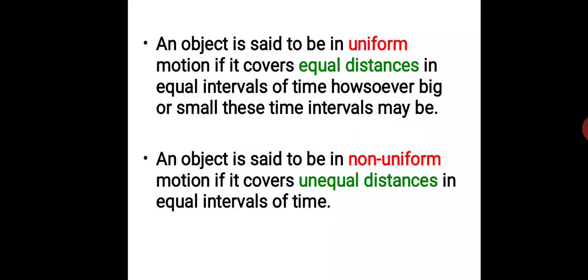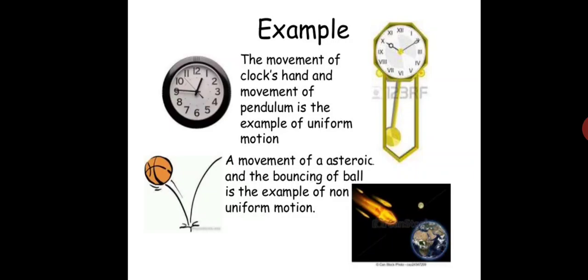An object is said to be in non-uniform motion if it covers unequal distances in equal intervals of time. For example, in the first 1 hour it covers 20 kilometers, in another hour it covers 10 kilometers, and in another hour only 8 kilometers. The time interval is the same but the distance covered is different, so we call it non-uniform motion. A few other examples: the movement of a clock's hand and of a pendulum are examples of uniform motion. For non-uniform motion you can give the movement of an asteroid and the bouncing of a ball.